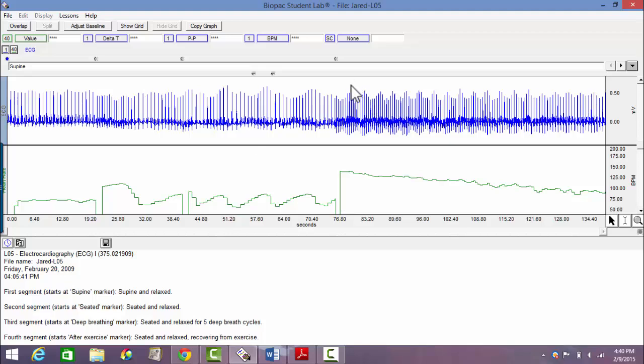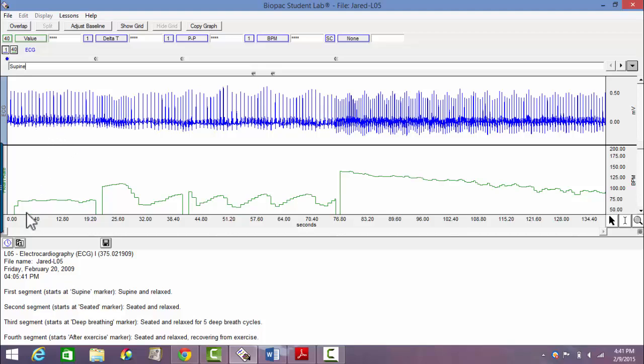So what we had you do in lab was we had you run the ECG with the person seated twice, and then we had you do deep breathing, and then we had the person do exercise, and we took a reading right after that. The way that the lesson is designed is that the person actually starts supine, and so you'll see the marker here. The first marker is for the supine measurement. The next marker is for seated. The next is for deep breathing, and then the last marker is for exercise. Now, the BioPac software is going to put those in automatically.